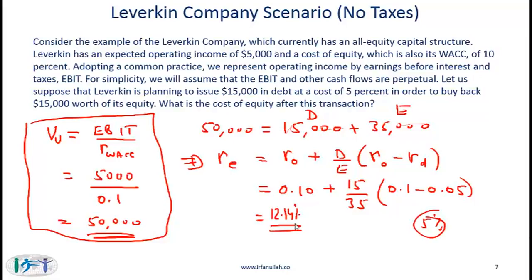And how can you do that? You can take 12.14% and multiply this by the weight of equity, which is 35 over 50, and multiply 5% by the weight of debt, which is 15 over 50, and you will actually get 10% as your WACC. If you want, you can also look at the working in the curriculum where they also prove that the value of the company remains 50,000 even after this transaction.